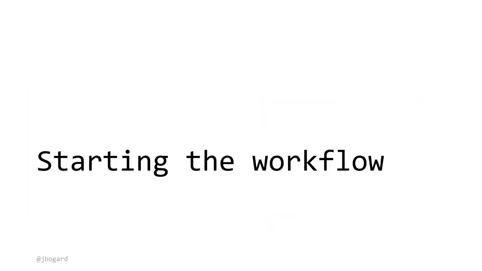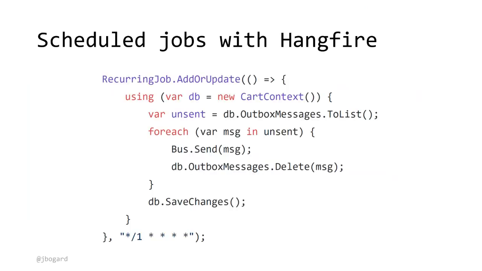Now we have to kick things off. Start our asynchronous workflow somehow. One way of doing this would be something like Hangfire. Hangfire is a job processing system that integrates very well with ASP.NET, ASP.NET Core, .NET Core, all that good stuff. And we could just have something running every minute, looking for things to do in our outbox, and then go ahead and send a message to our order processor to actually do the work.